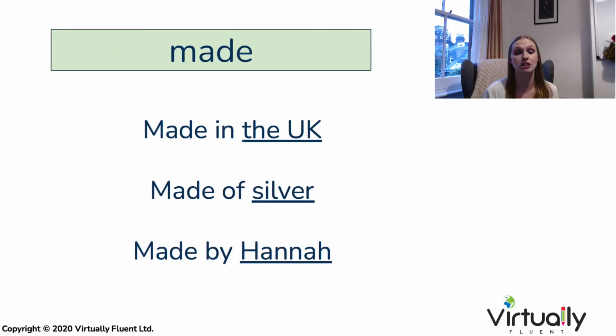I also want to look at the past participle form of the verb make, which is made, because we can use this in a really nice structure, made in, the same as created or constructed in, and then we can use the name of a place. For example, made in the UK, made in China. If it's a material, we would say made of silver, made of plastic. And if it was a person, we'd say made by Hannah, made by Sam.